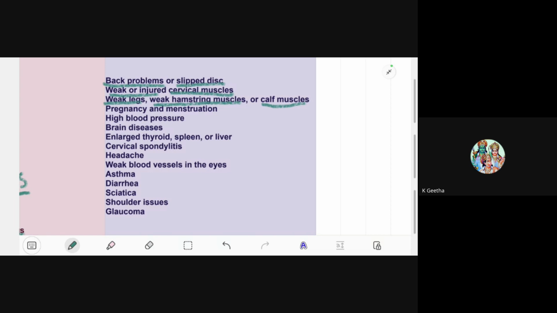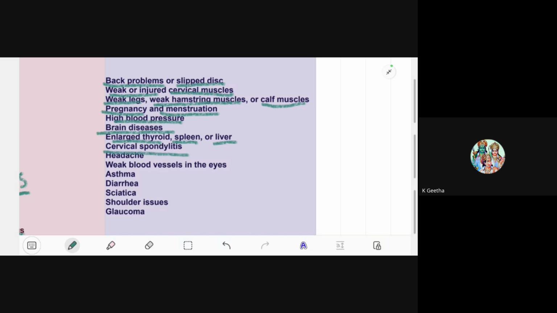Okay, pregnancy, menstruation, high blood pressure, brain diseases, enlarged thyroid, spleen, and the liver. Enlarged means it is already not in your hands to control through these asanas. So don't let anyone who already has an enlarged thyroid do it. The spleen gets contracted in this area because the abdominal area is being contracted. And the liver, fatty liver or enlarged liver, like when there is water in the liver. So don't allow them to do this asana.